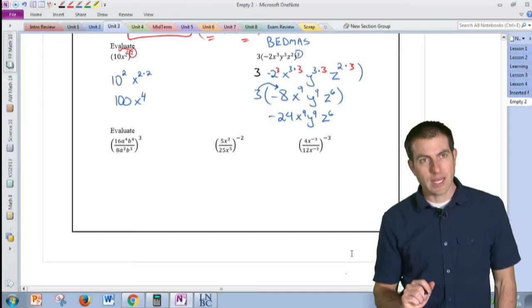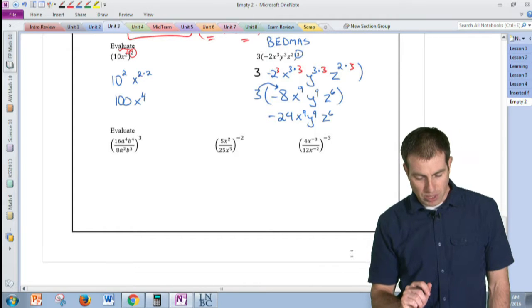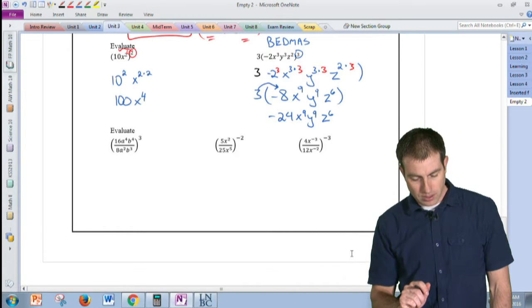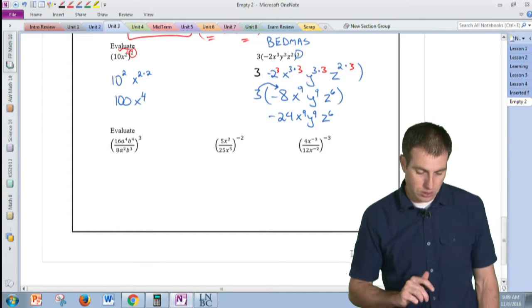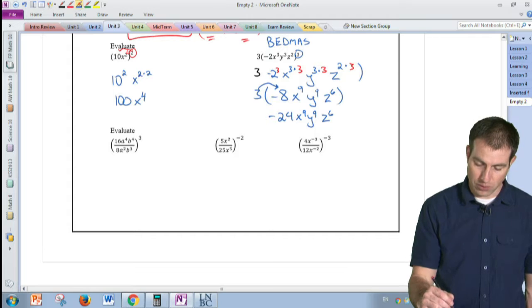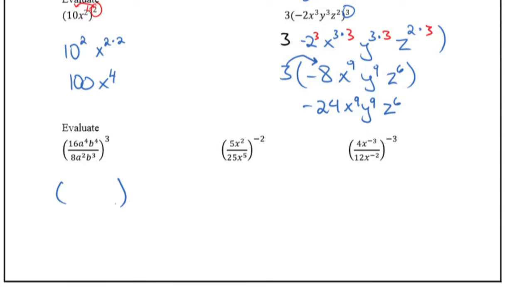If I follow BEDMAS, I'm going to simplify anything inside my brackets. So let's do our simplification first, and then we can work on this exponent of 3 on the outside second. The first thing I'm looking at here is the 16 divided by 8. I know that 16 divided by 8 is 2.